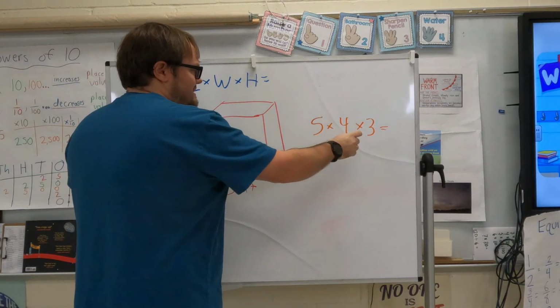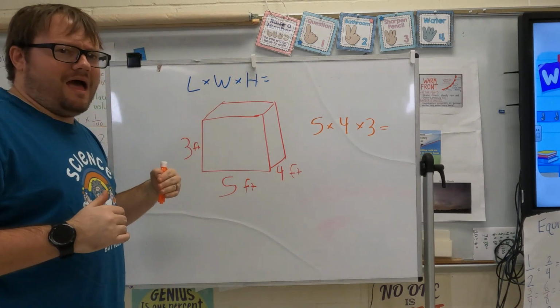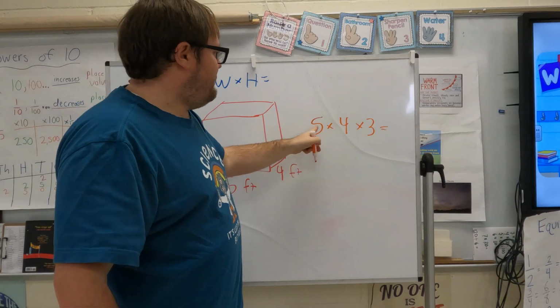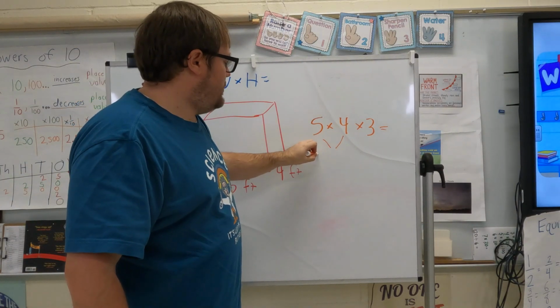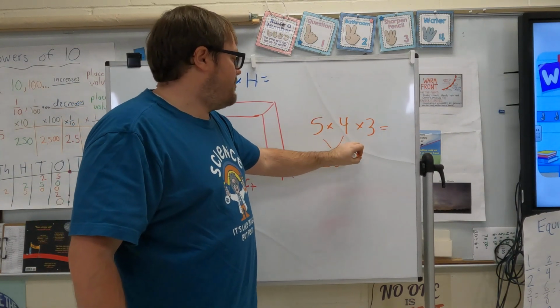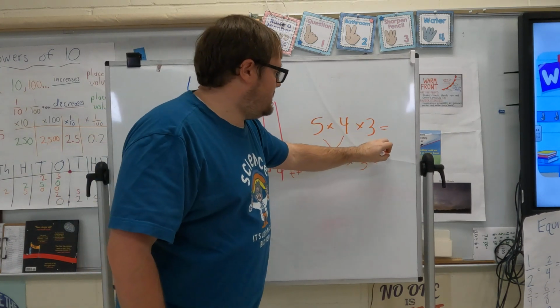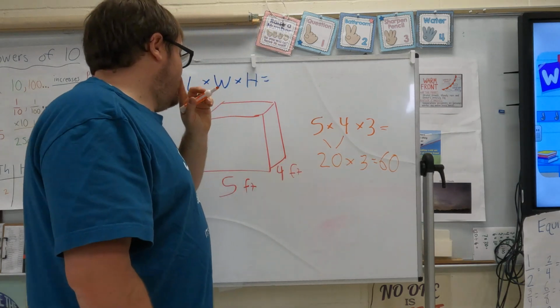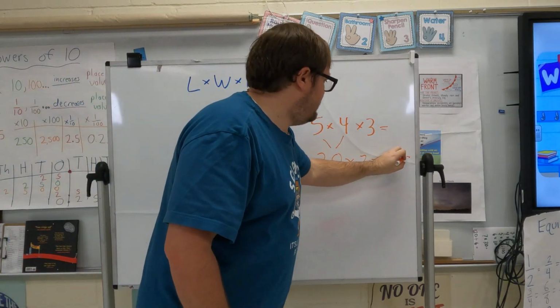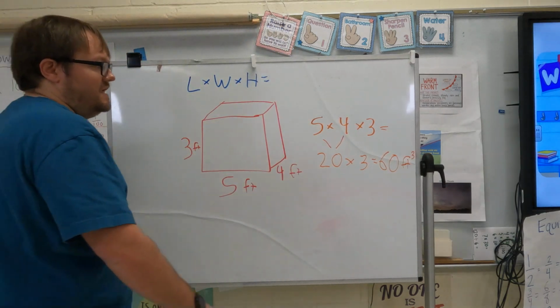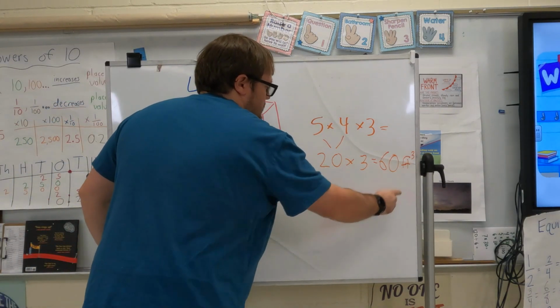Then I just like to either find facts or just combine it a cluster at a time. So I have 5 times 4, which is 20. I'm gonna bring down the 3, and then 20 times 3 is 60. That means that the volume of this rectangular prism is 60 feet cubed.